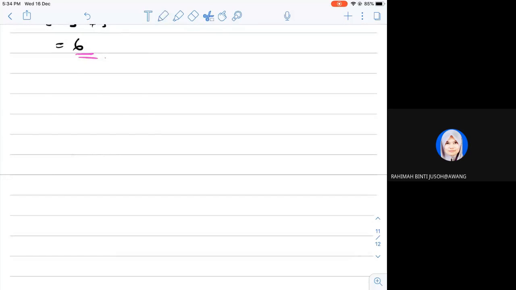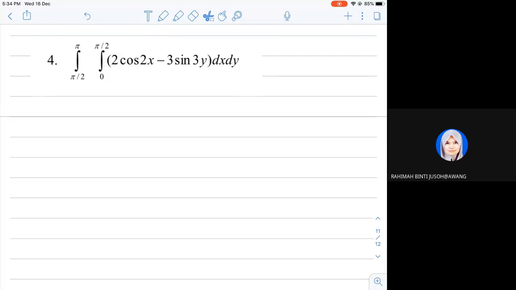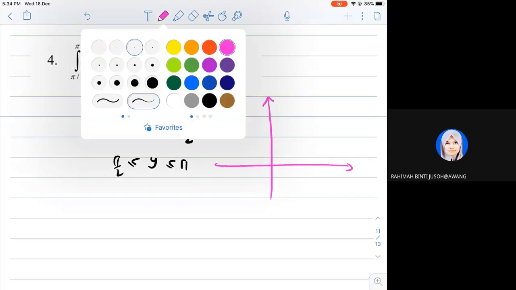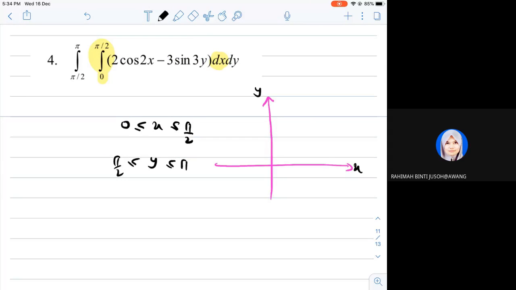Okay, so let us proceed. Question number 4. So now x is from, again, the inner limit must be the inner one. So inner x starting from 0 until pi over 2, and then y is from pi over 2 until pi. Pi is also a constant, it is not a function. So let us sketch the region, x and y.